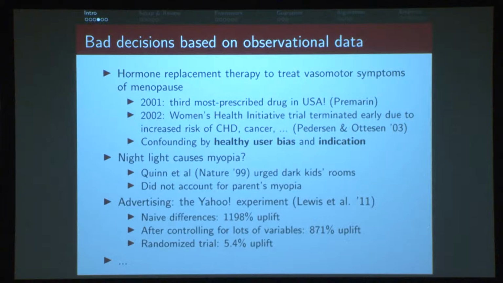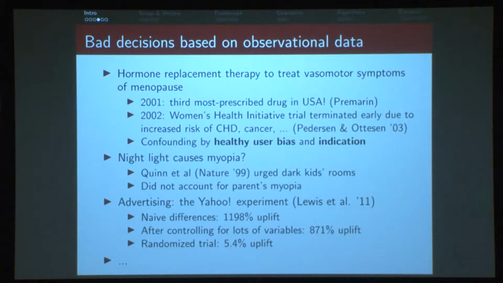But just a year later, a clinical trial known as the Women's Health Initiative, looking at the use of hormone replacement therapy for menopause, had to be terminated early because the treatment arm had a much increased rate of coronary heart disease, cancer, and other bad outcomes. So that immediately led to an 80% reduction in the prescription of Premarin, and to a big debate about observational evidence versus clinical trial evidence.